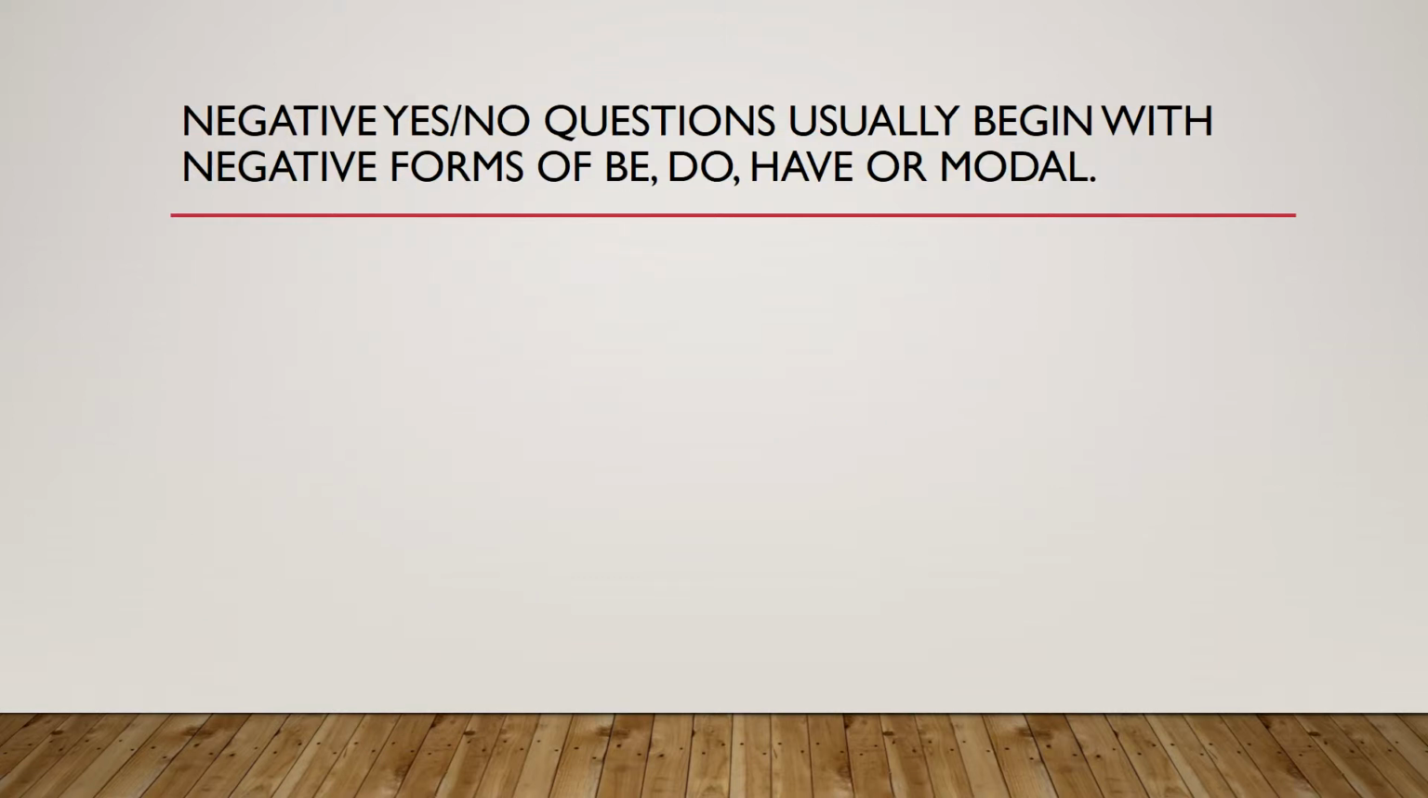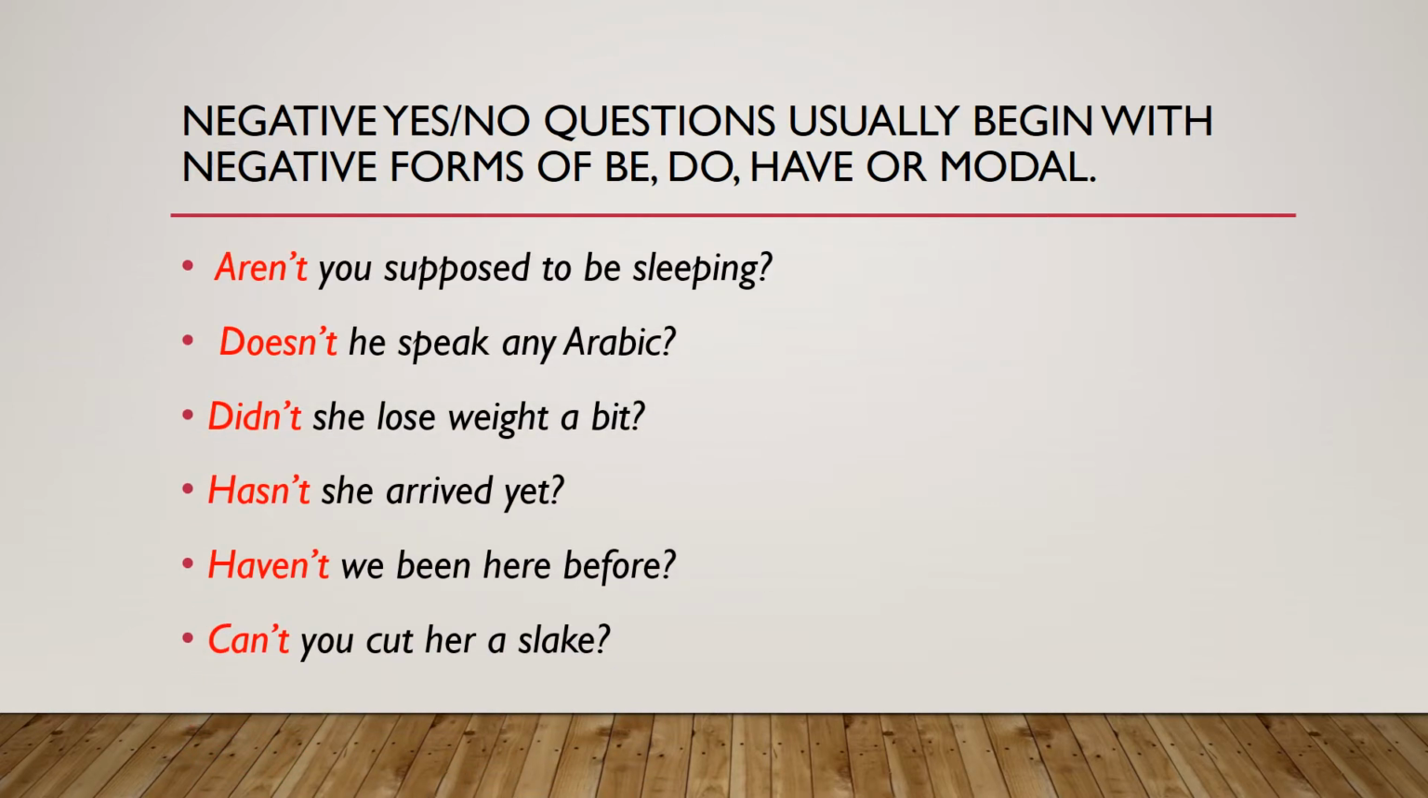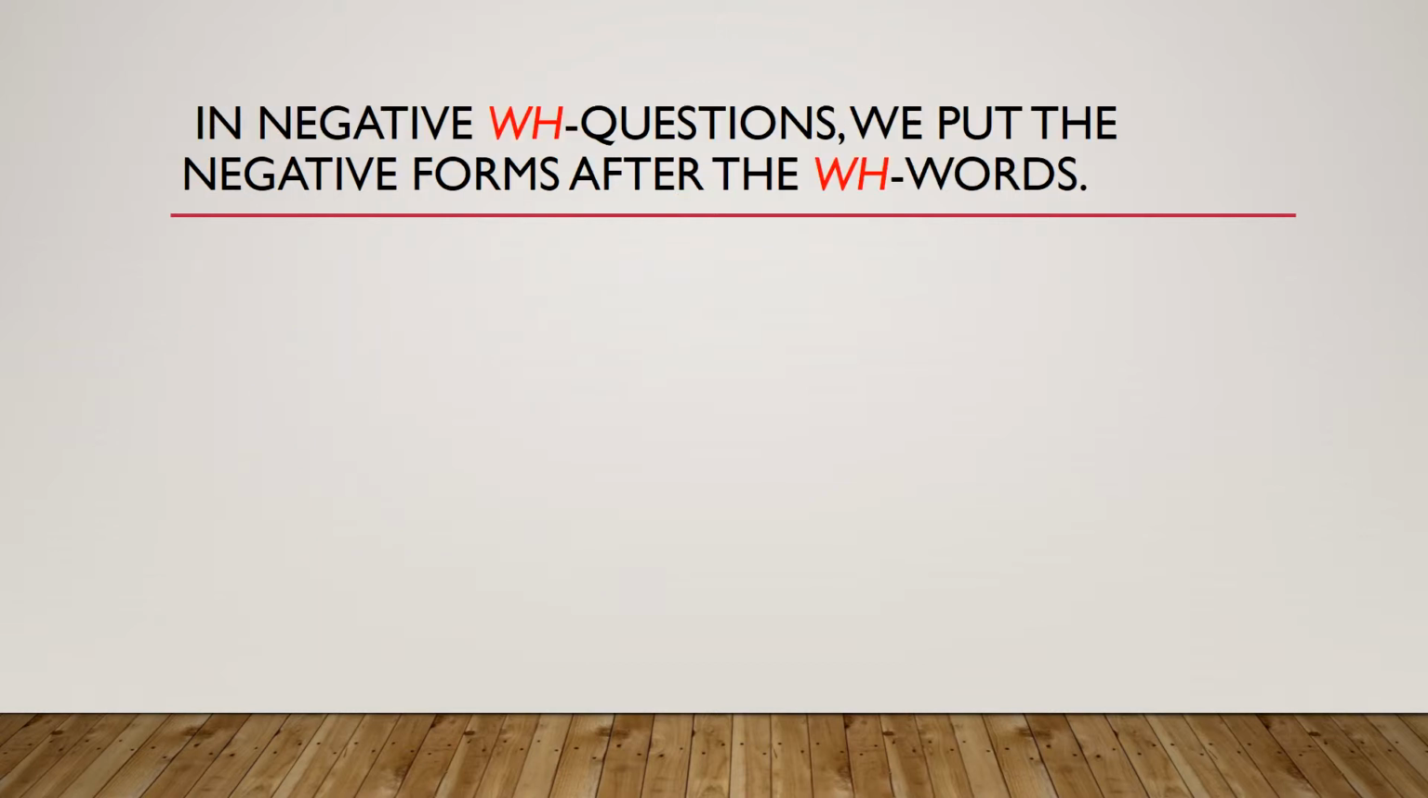Negative yes or no questions usually begin with negative forms of be, do, have, or a modal. Aren't you supposed to be sleeping? Doesn't he speak any Arabic? Didn't she lose weight a bit? Hasn't she arrived yet? Haven't we been here before? Can't you cut her some slack?